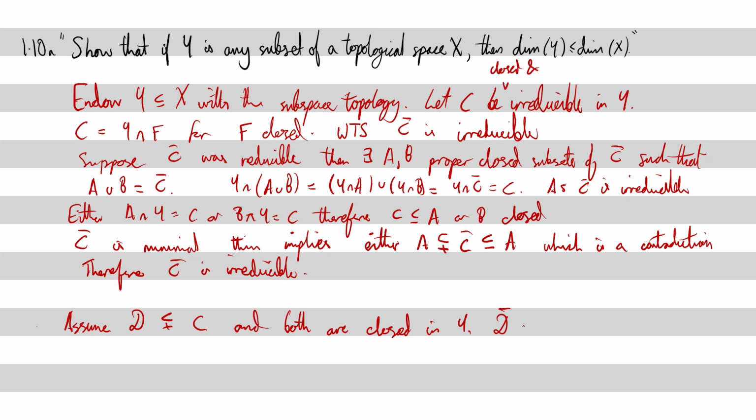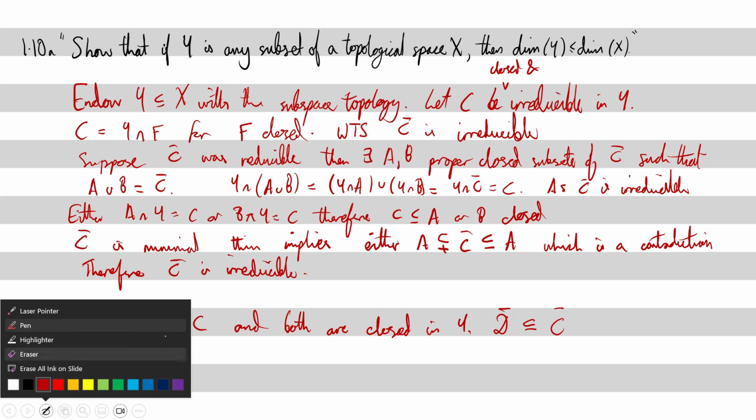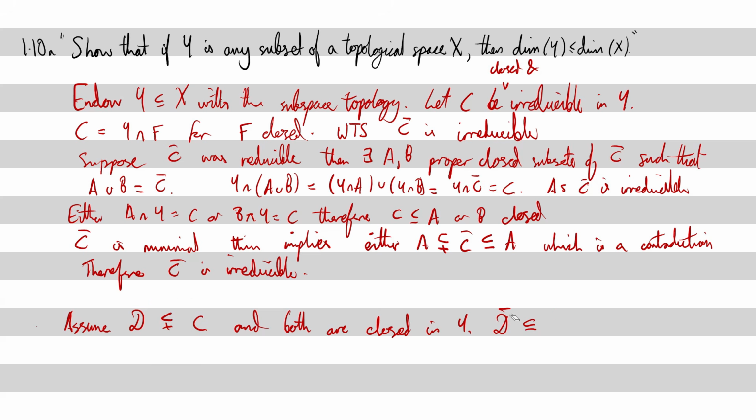D bar is a subset of C bar because C contains D, and C bar is a closed subset containing D. Therefore, D bar is a subset of C bar, and the overbar for now means closure in X. So either D bar equals C bar or D bar does not equal C bar.